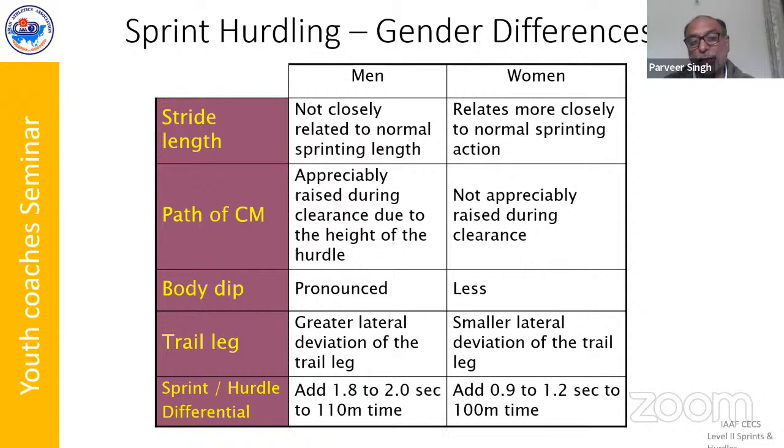Men run the 110-meter hurdles, and the in-between distance is different, whereas for women it is different. For men, the difference between running flat 110 meters and running over the hurdles can be between 1.8 to 2 seconds. In women it is less, 0.9 to 1.2 seconds.